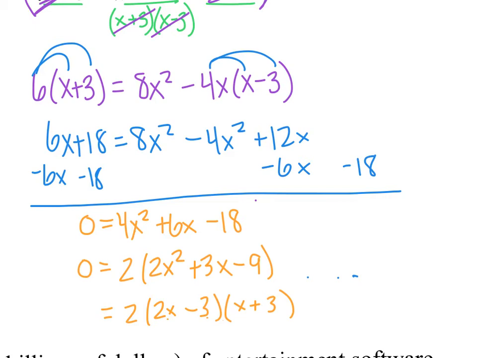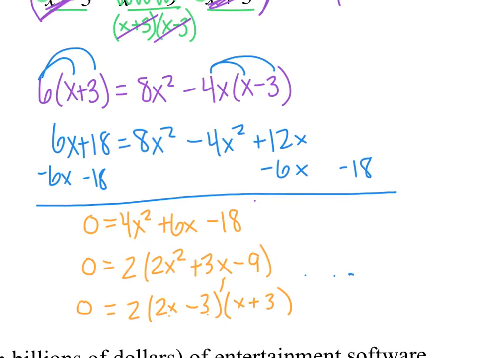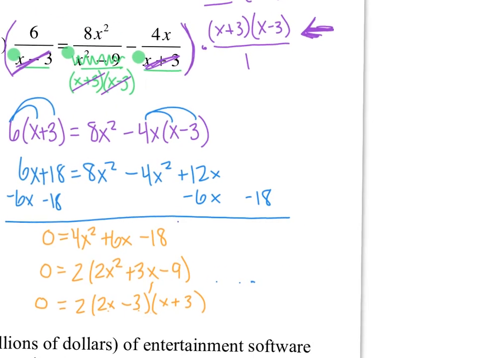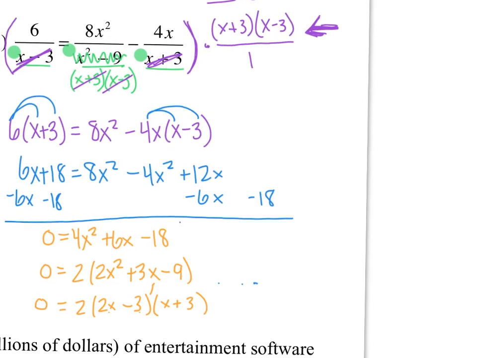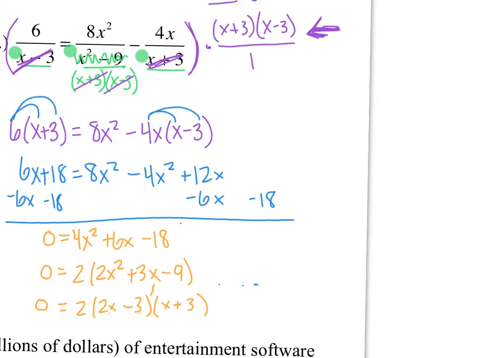So our zero property says that now that we've factored it, we can set each of those factors equal to 0. So let's do that now. So 0 equals 2x minus 3.